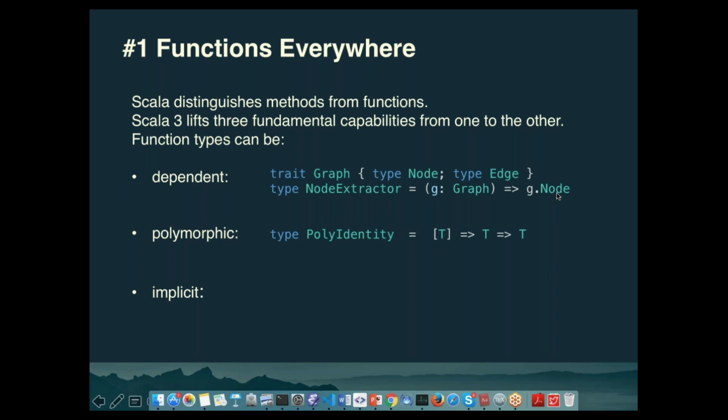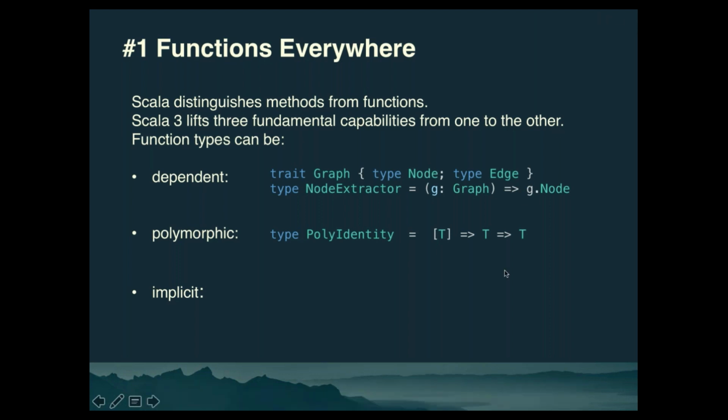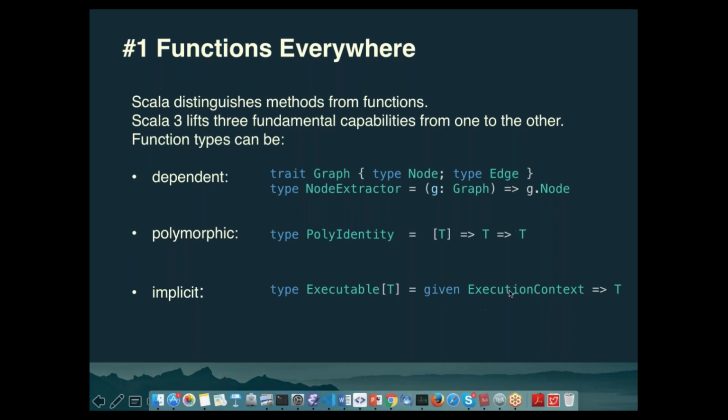The same thing holds for polymorphism. Methods can be polymorphic. They can have type parameters, of course. Functions in Scala 3 can do the same thing now. So a polymorphic function type would be written like this. You can now have type arguments written in brackets that give me function types that are polymorphic. And finally, methods can, of course, be implicit. Function types can be the same thing. So they can be implicit function types, like the one that you see here, where we have a type that goes from ExecutionContext to some T, and the execution context would always be automatically provided. So it would be a given parameter.